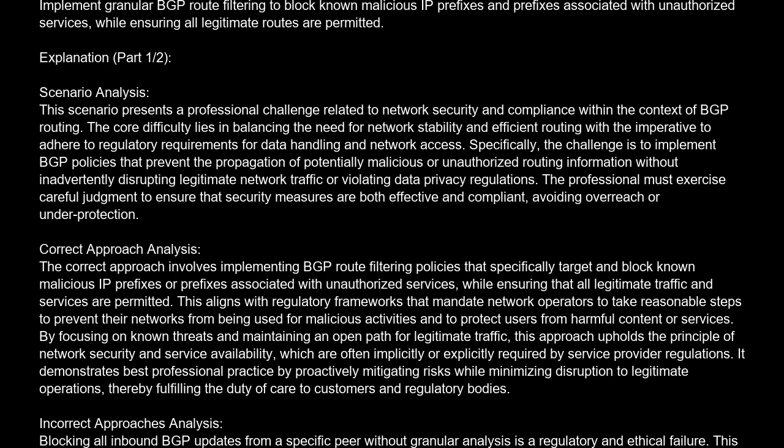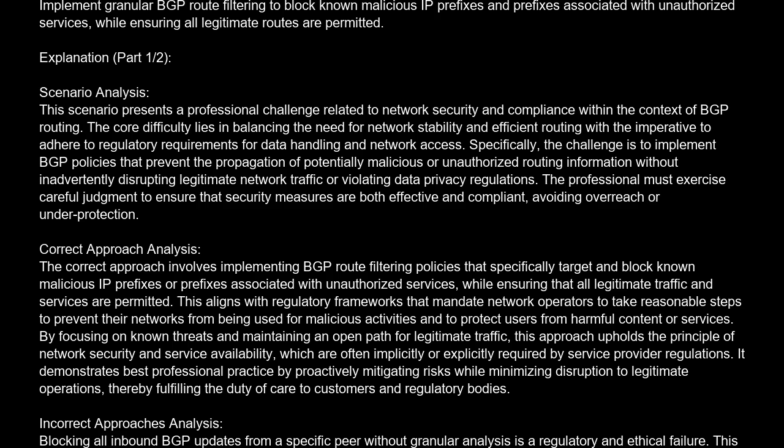By focusing on known threats and maintaining an open path for legitimate traffic, this approach upholds the principle of network security and service availability, which are often implicitly or explicitly required by service provider regulations. It demonstrates best professional practice by proactively mitigating risks while minimizing disruption to legitimate operations, thereby fulfilling the duty of care to customers and regulatory bodies.